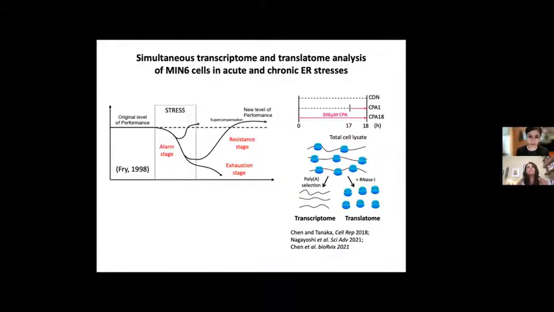We were interested to identify molecular markers for the adaptation to chronic ER stress of the MIN6 cells. To do this, we used ribosome profiling that maps changes in the transcriptome, therefore mRNA abundance, and the translatome, therefore the ability of the mRNAs to be translated, which we call translation efficiency. And we use three stages: the alarm stage, using CPA treatment for 1 hour, the resistance stage, CPA 18 hours, and repeated cycles of CPA exposure, for which I will not show you the data.